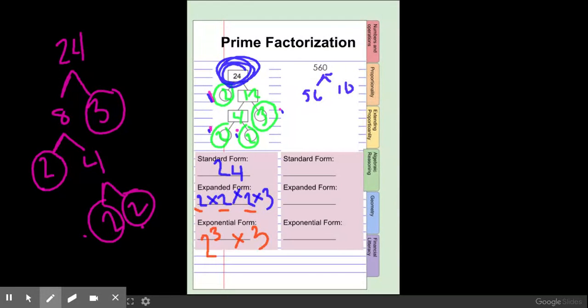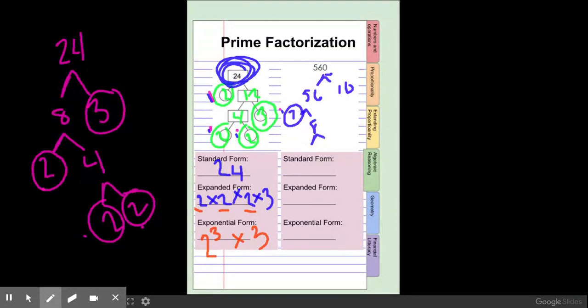And are 56 or 10 prime numbers? Nope, neither of them are. So factors, I'm just going to focus on 56 first. So factors of 56. Well, what times what is 56? 7 times 8 is 56, right? 7 is prime, so I'm going to circle it. 8 is still not prime.